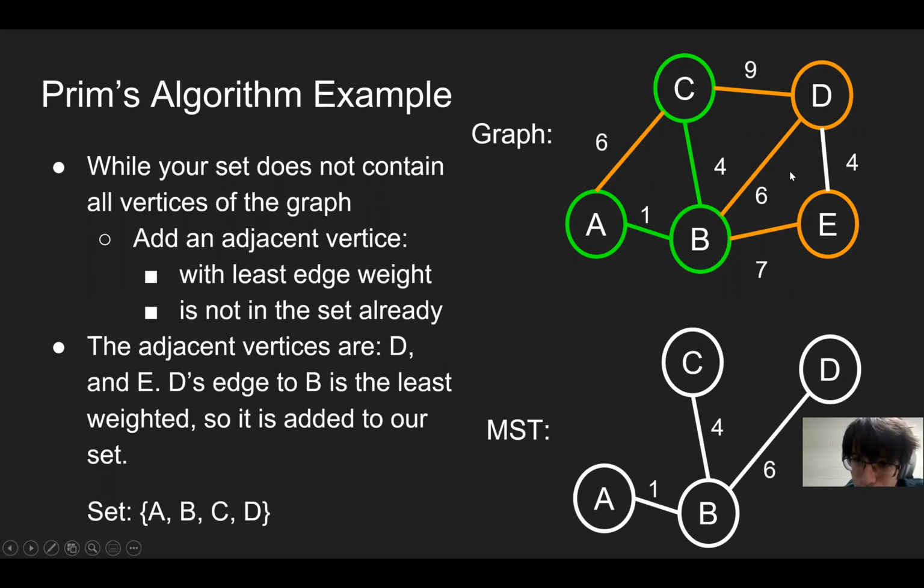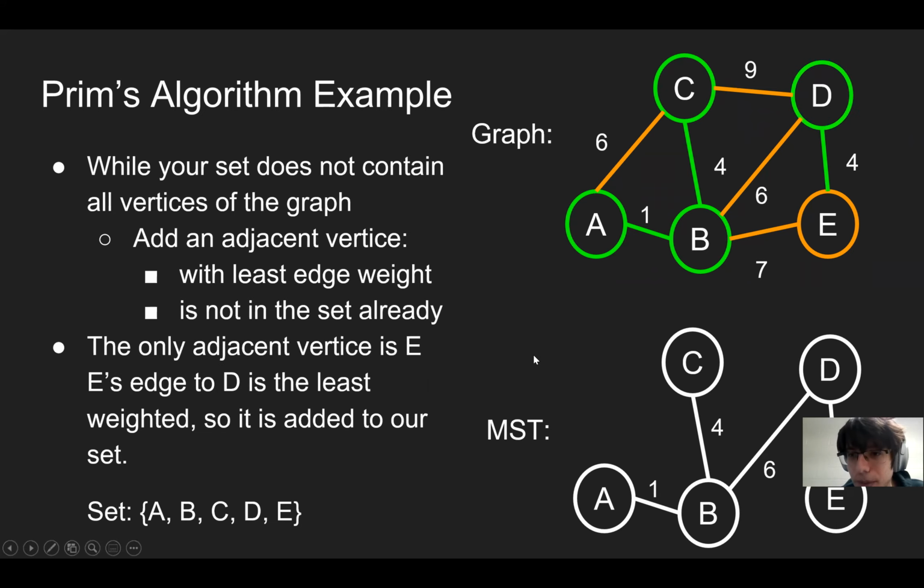And so then, yeah, we choose D because 6 is the smallest, right? Oh, wait, sorry. I mentioned that we would choose C. We would not ever choose this, because we already have C as part of our solution, and this would create a cycle. We don't need a cycle. That would just not be part of our minimum spanning tree. It wouldn't be a tree, right?